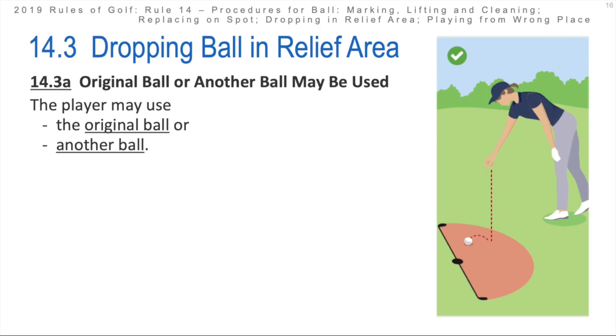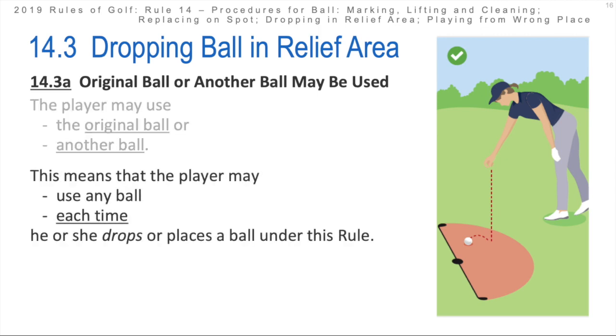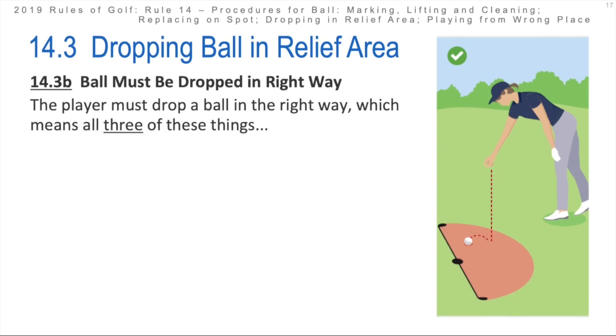You can substitute a ball. Anytime you're dropping under a rule, no matter what the rule is, cart path, penalty area, unplayable ball, you are allowed to substitute another ball if you'd like. You can still use the same ball, but if you'd like to substitute, you can. So this means that the player may use any ball each time he or she drops or places a ball under this rule. 14.3b tells us that the ball has to be dropped in the right way.